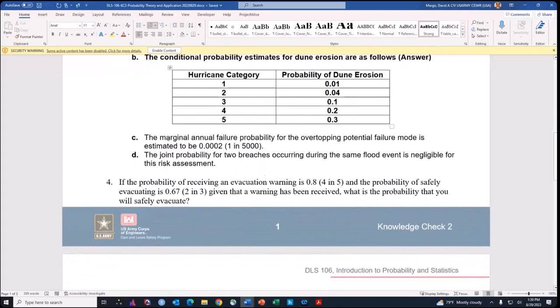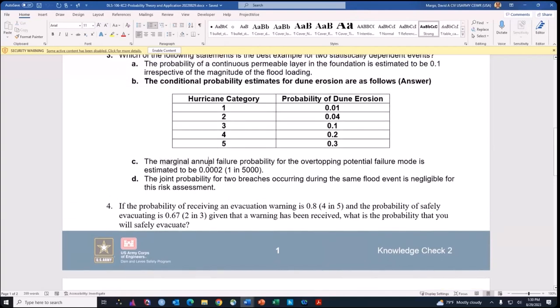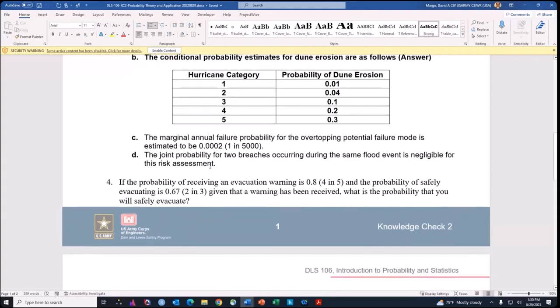And then the third one, marginal, again, key word here, marginal. Marginal annual failure probability has some estimate to it, right? If it's marginal, then that estimate is irrespective of the other events, so we're not talking about dependency there. And then the last one, the joint probability is negligible for this risk assessment.